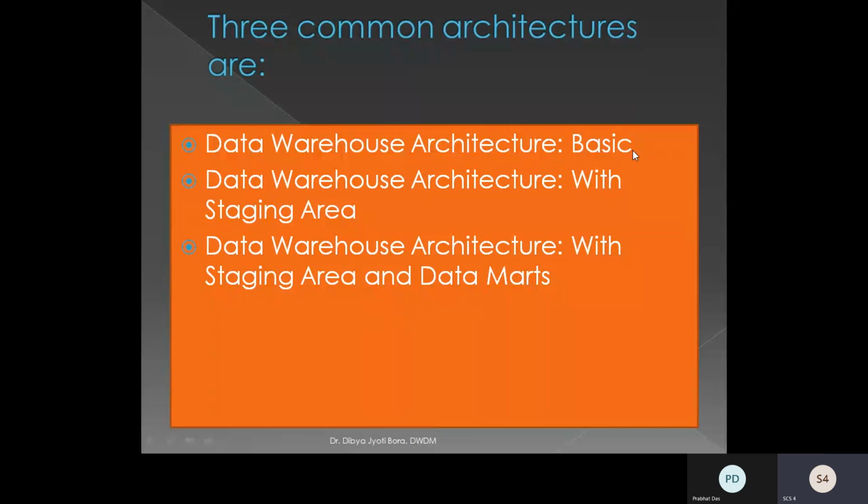Means the first one is basic. We are not including any mediator between them. In the second one, we have kept a place where we will go for the data pre-processing tasks like data cleansing, or this type of tasks we will do there. And the third one is a more revised one, that is staging area with data mart. We'll discuss each of them in detail.